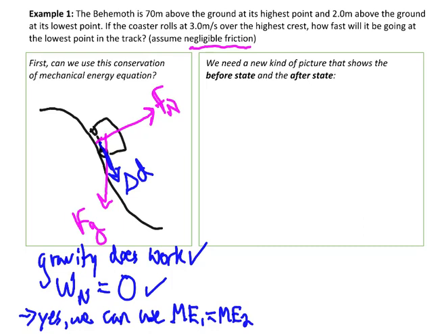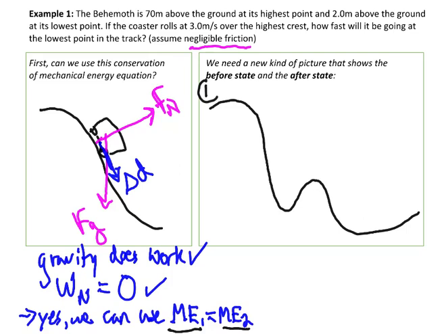All right, so now we need to draw our picture. Our pictures for these kind of energy conservation problems look a little bit different than they have for, say, forces problems. What you really need is a before state and an after state. Because you're trying to do this ME1 equals ME2 thing, we really care about what the roller coaster looks like at the start. Maybe it goes up and down like that. And what does it look like at the end? So this is state 1 up here. That's where we start.